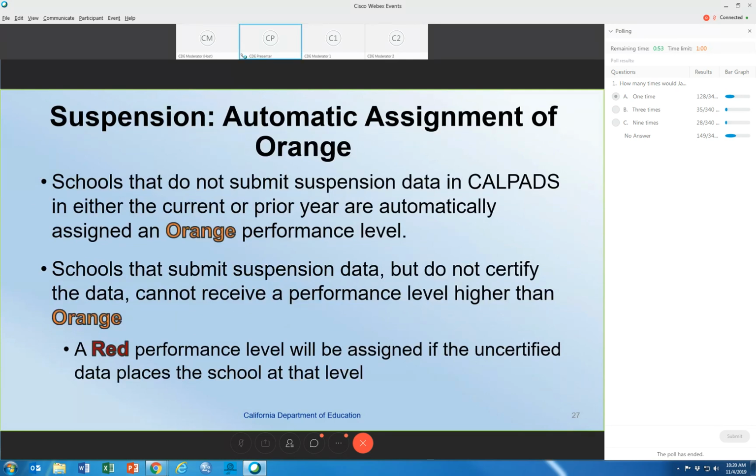We also have a special automatic assignment of orange that applies to schools that do not submit suspension data in CALPADS in either the current or prior year. Those schools and LEAs are automatically assigned an orange performance level. Schools that submit suspension data but do not certify the data cannot receive a performance level higher than orange, but it is possible that a red performance level will be assigned if the uncertified data places the school at that level.